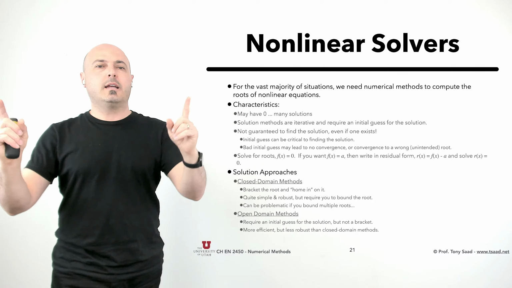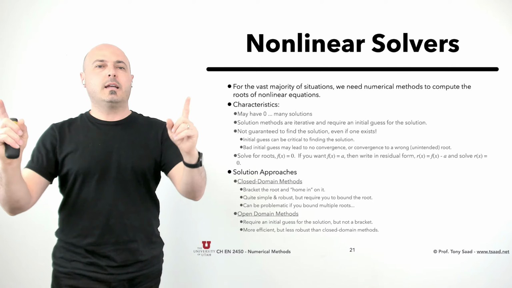And then there are open domain methods. The problem with closed domain methods is that you have to have an idea where your root is, and that's not always possible. Again, imagine you're on an airplane, you only have pen and paper, and you develop a formula in your head and you want to solve for the root, but you cannot graph it. So you don't know where the root really is.